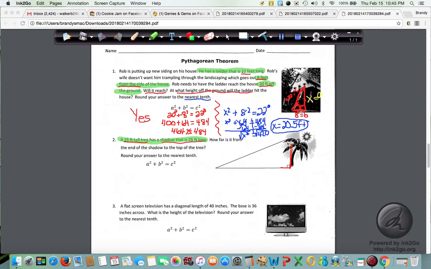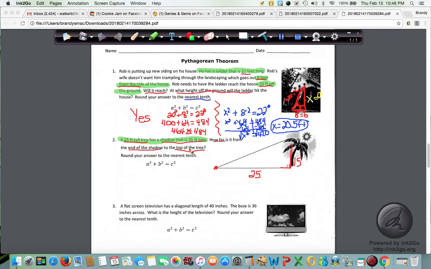This, the hypotenuse here, this slanted guy, that's not your shadow. If you're standing here and that's the sun, your shadow's on the ground, right? So this is your 25, this base right here. This is 25 feet. And then it tells me the tree is 15 feet tall. How far is it from the end of the shadow? That's right here, okay? And we want to know length, right? How far from the end of the shadow to the top of the tree.